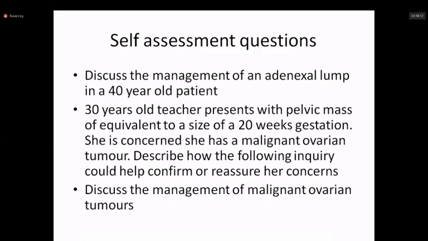Then a 30 years old school teacher presents with a pelvic mass, which is the size of a 20 weeks pregnant uterus, at the level of the umbilicus now. She's concerned that she has a malignant ovarian tumor.